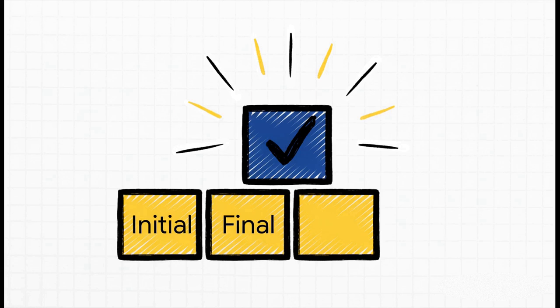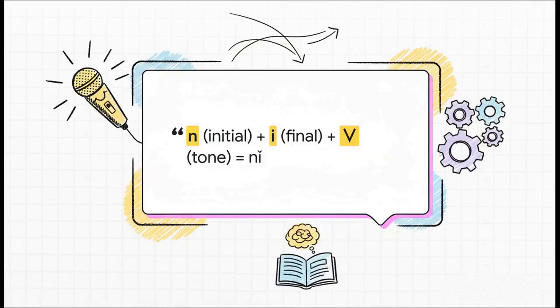And now for the magic ingredient, part 3, the tone. See that little checkmark symbol? That tells us to use a very specific pitch, one that falls and then rises. Kind of imagine your voice dipping down and then scooping right back up. Ni. And there it is. You put the initial N, the final I, and that falling rising tone all together, and what do you get? You get a real, complete, meaningful word, ni. And just like that, you've learned to say you in Mandarin. See, it's not random sounds, it's a system.